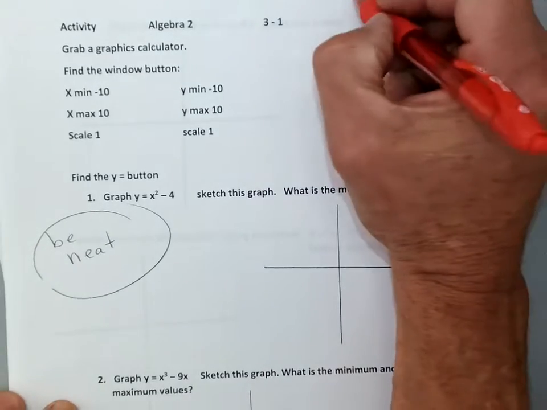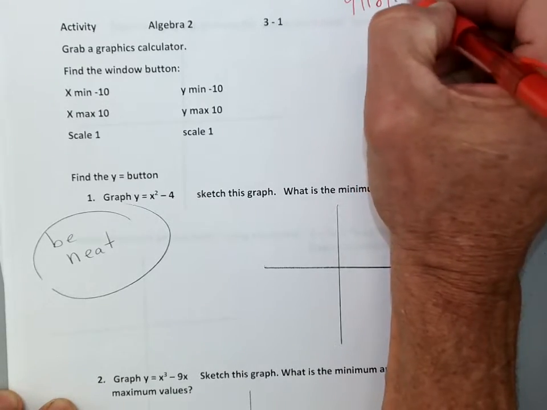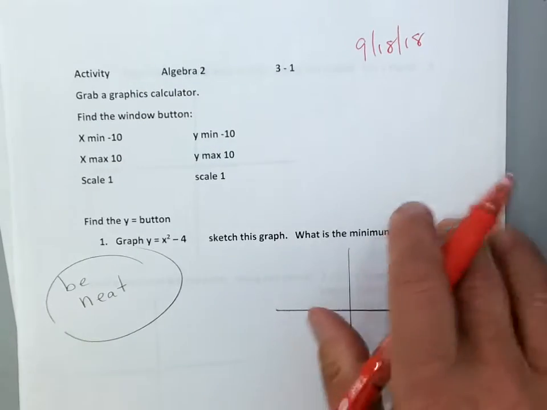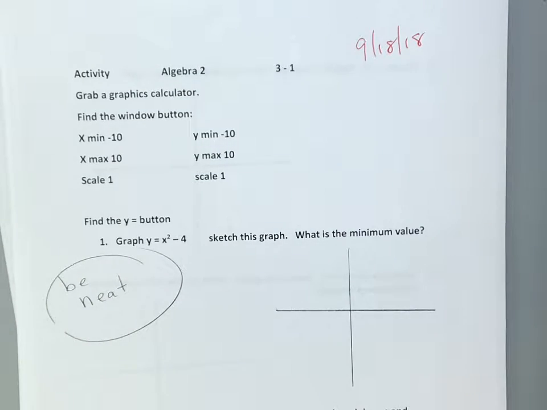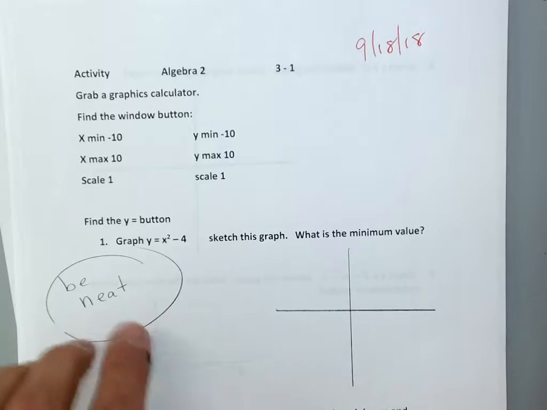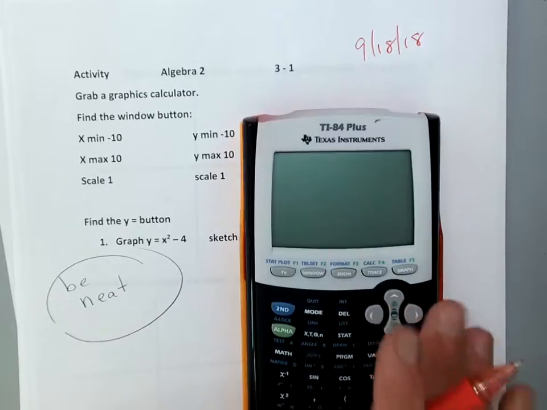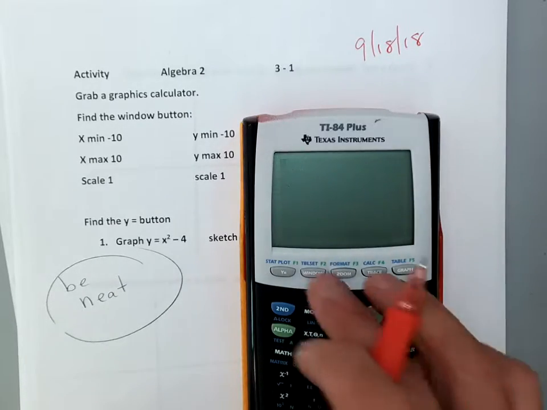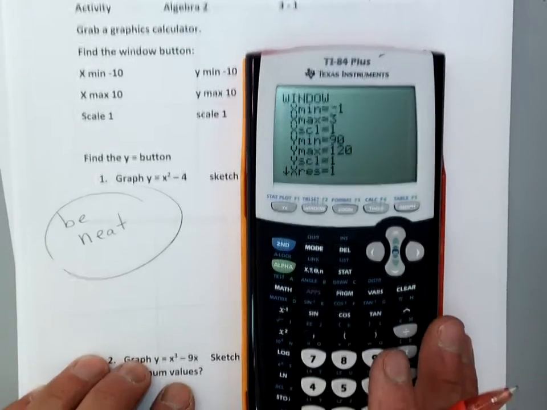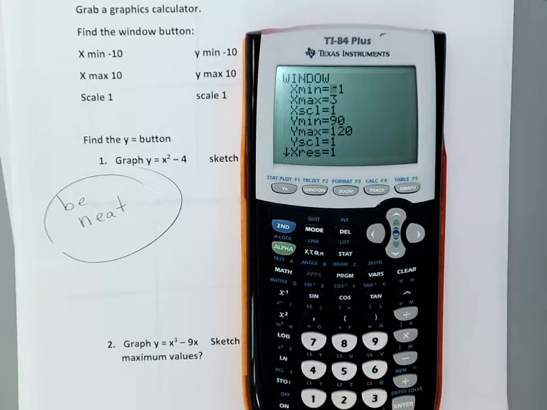So today's 9/18/18, right? Okay, so the calculator, boy, these things are really good. They can do a lot, right? But if I want to put a graph on the calculator, I have to make sure it has the right window. If I go to my window, the window I have on this calculator is not going to work at all.